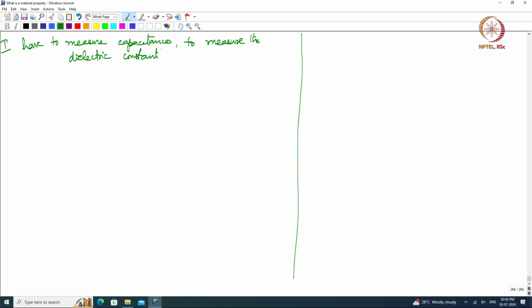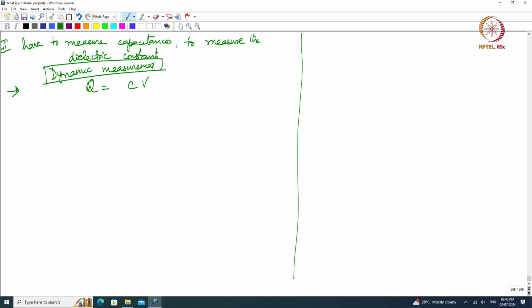Okay, so that is fine. Now, how do I measure capacitance? I have Q equal to CV, right. Now, I do a dynamic measurement of capacitance, for reasons that will become clear very soon.